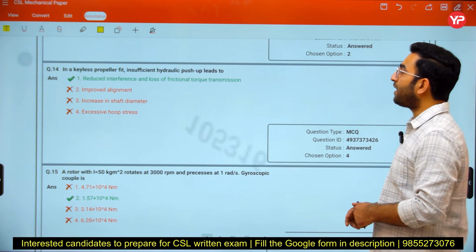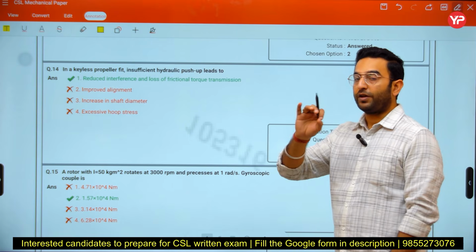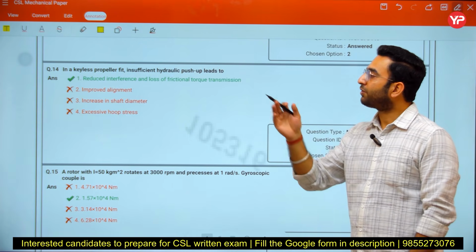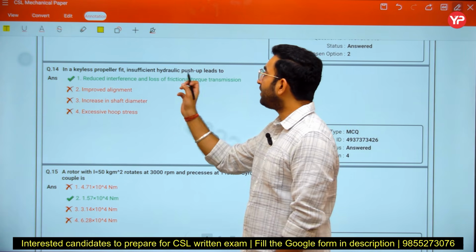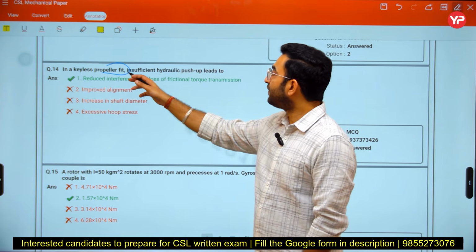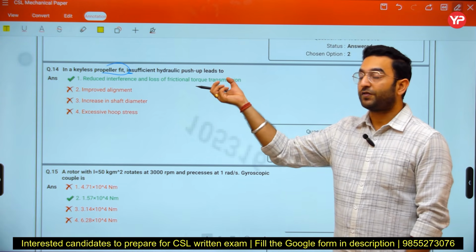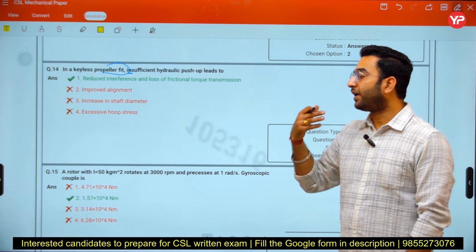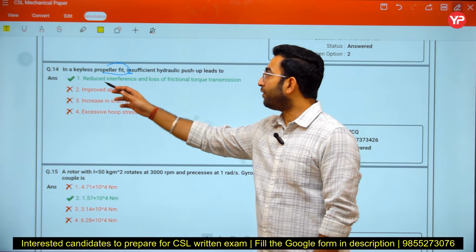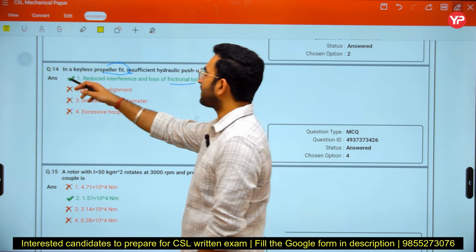Okay, now coming back to the next part. In a keyless propeller fit, the insufficient hydraulic push-ups lead to. Now just see the question carefully. If you don't have an idea what it is talking about, just see the wording of the question, you can mark the correct answer. In the case of a keyless propeller fit, we have insufficient hydraulic push-up. We are providing insufficient force to create a fit here. So in that case, what are we going to have? We are going to have reduced interference and loss of frictional torque transmission here. So you can see option number A is the correct answer here.